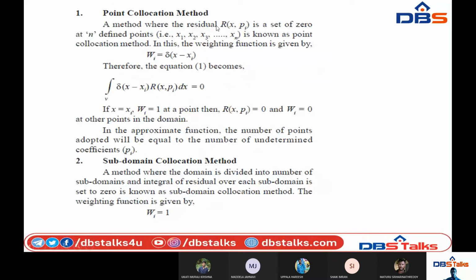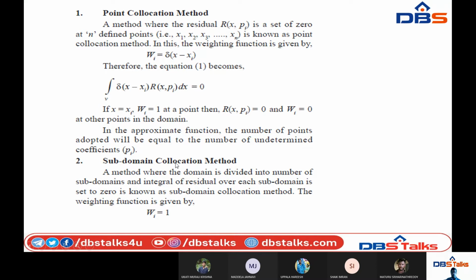Point collocation method. In this, the residual is set to zero at undefined points. The expression will be the integral of the delta function, x minus xi, times r of x comma pi dx, which is the residual. Here x equals xi, and the weighting function w is 1.